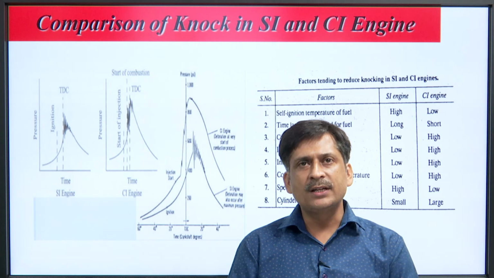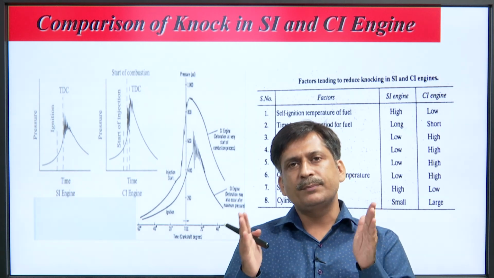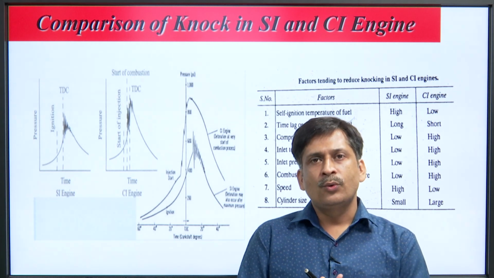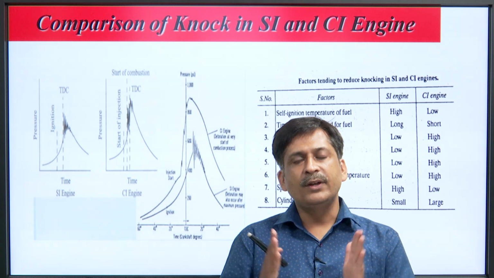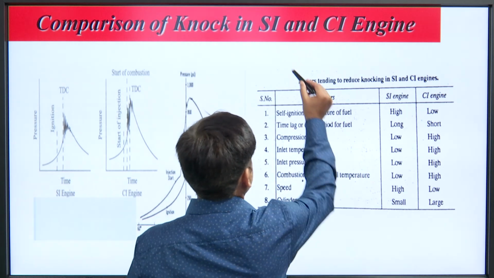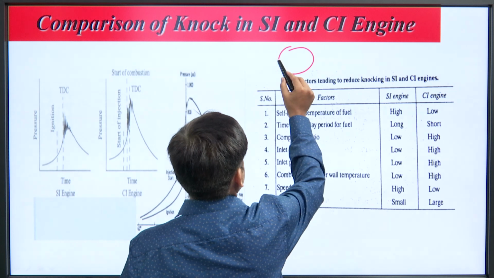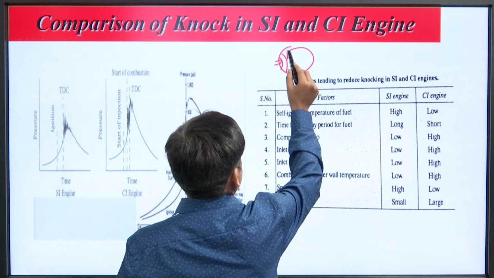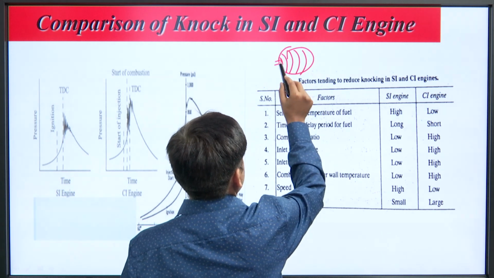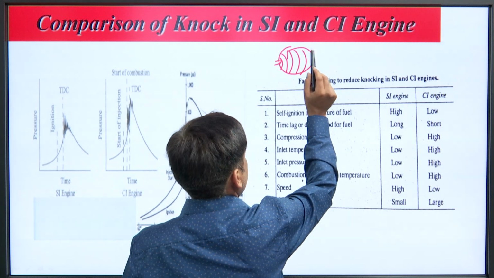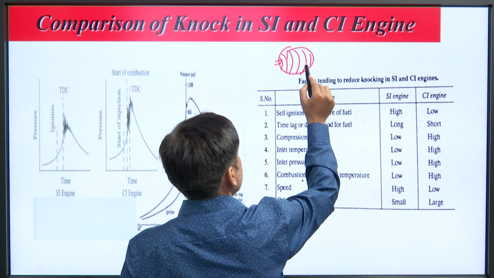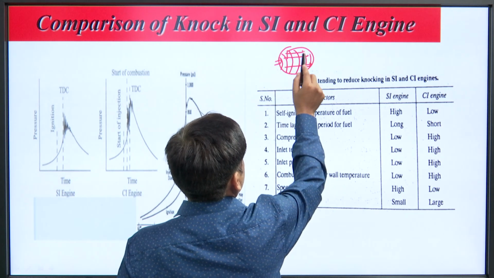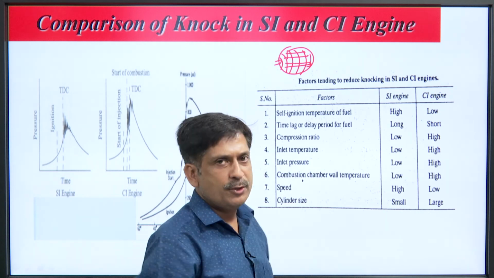Knock is possible in both SI and CI engines. When we talk about SI engine combustion, let this be the spark plug, and here the flame front forms. If this flame front propagates smoothly from this end to this end, the remaining charge is called end charge. If the charge is burned uniformly from this end to this end, this will be normal combustion.